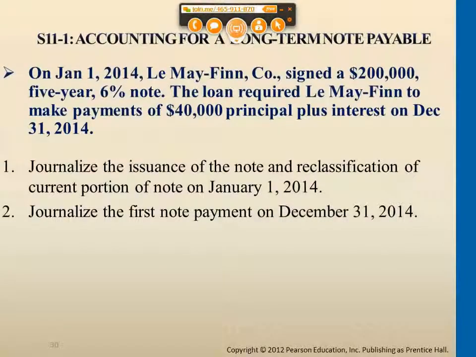Okay, let's work on a problem together. On January 1st, 2014, this company signed a $200,000 5-year note that has a 6% interest to it. With this loan, the company decides to make payments to the company they borrowed money from. They're making payments of $40,000 principal amount plus interest on a yearly basis. So try to journalize the issuance transaction and then the reclassification transaction in the first sub-question here. Second, if we want to do the first year's payment, part of the installment payment, how would you journalize this?